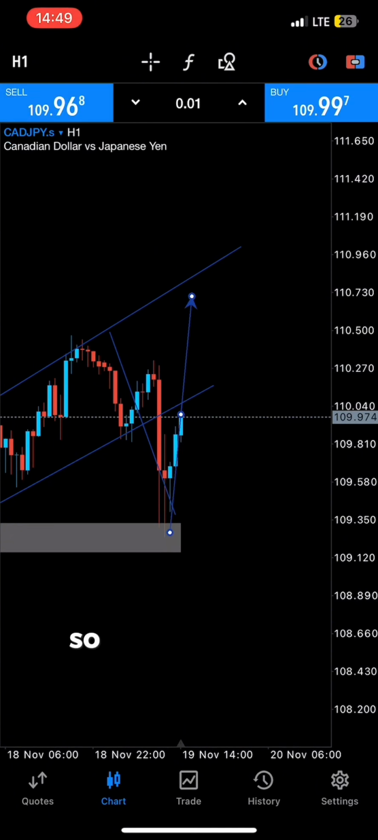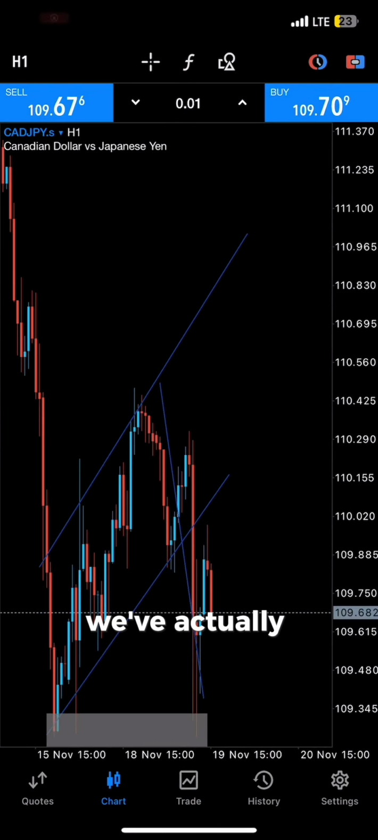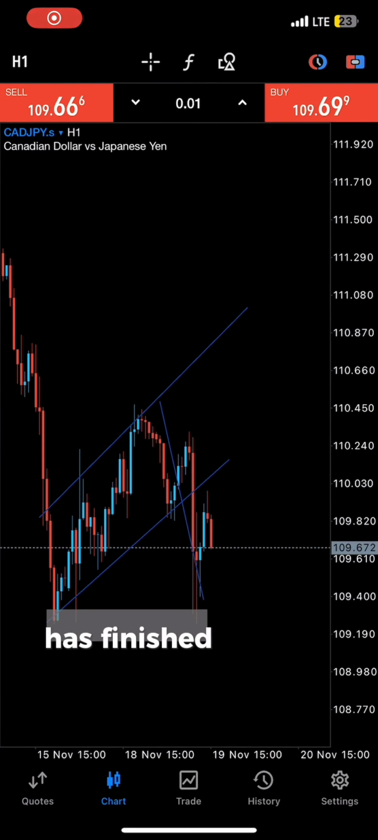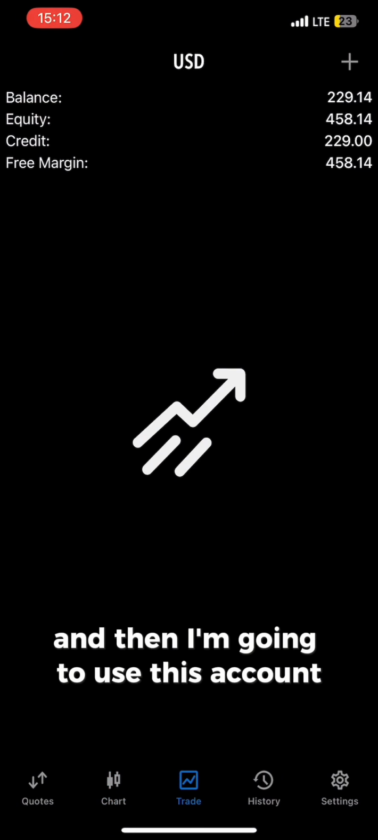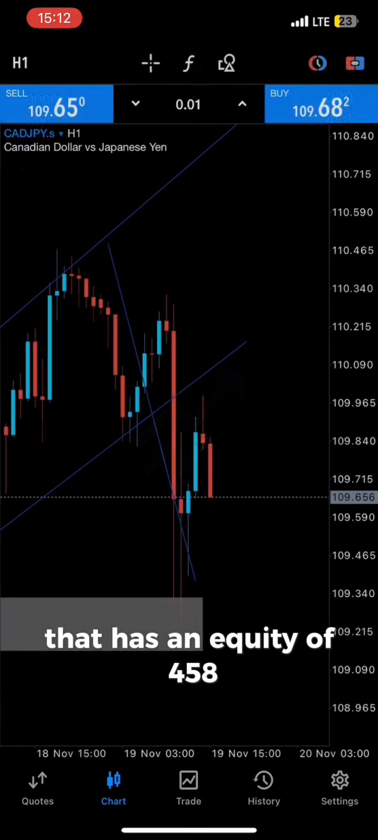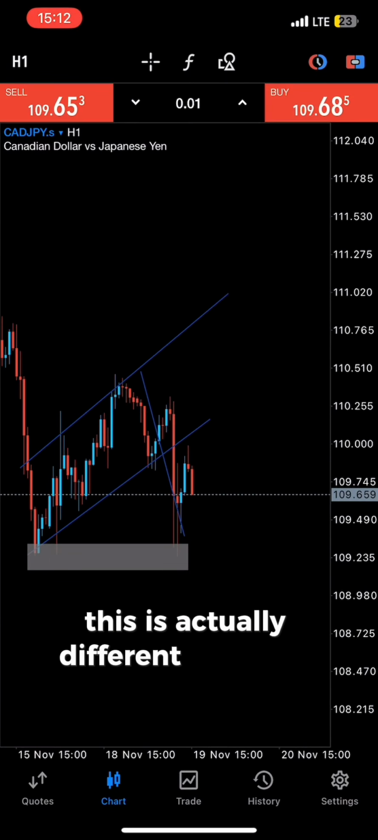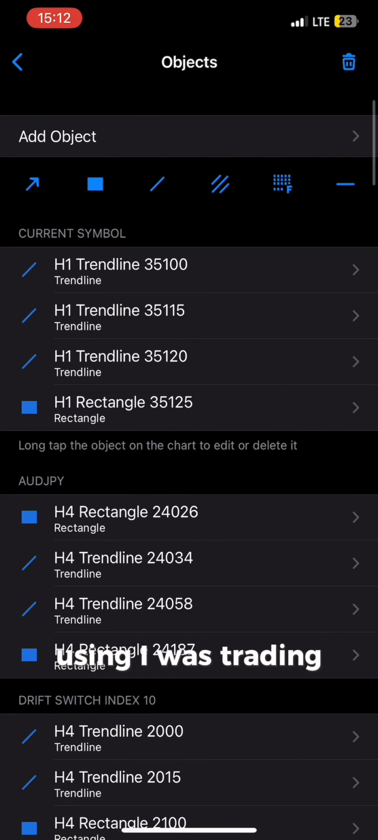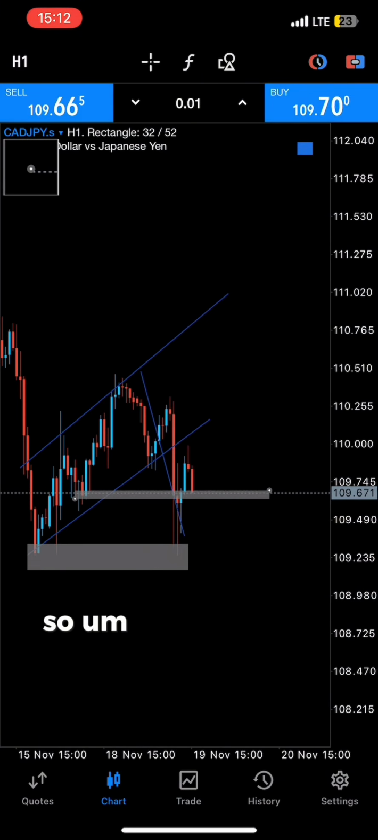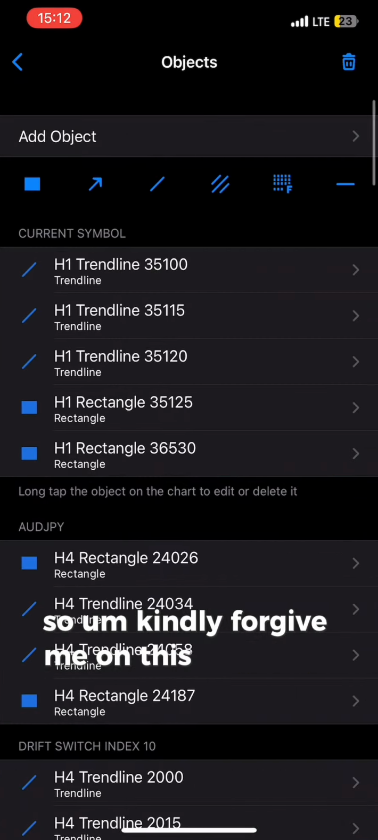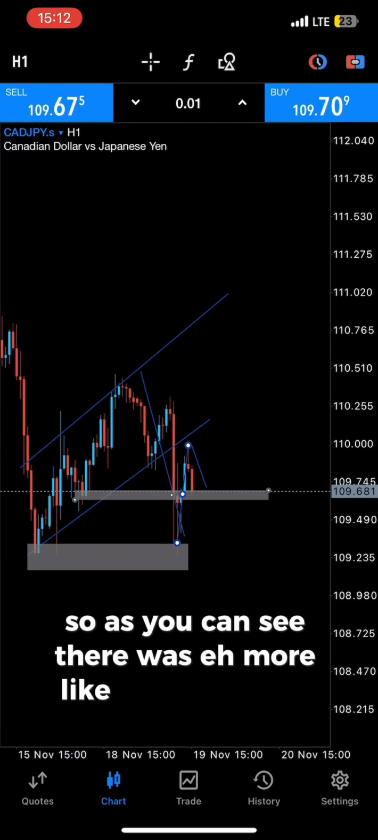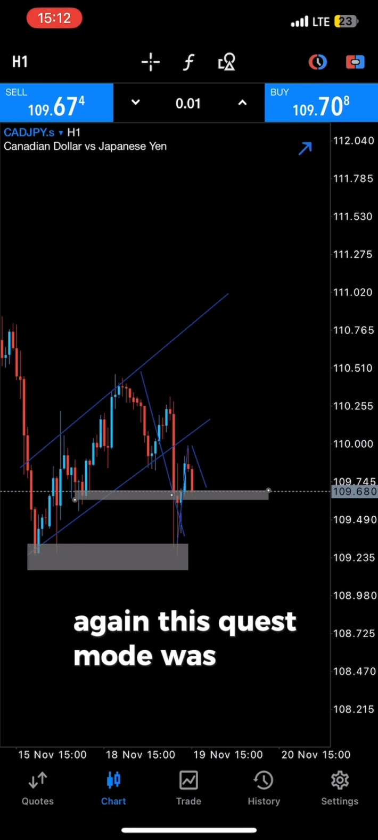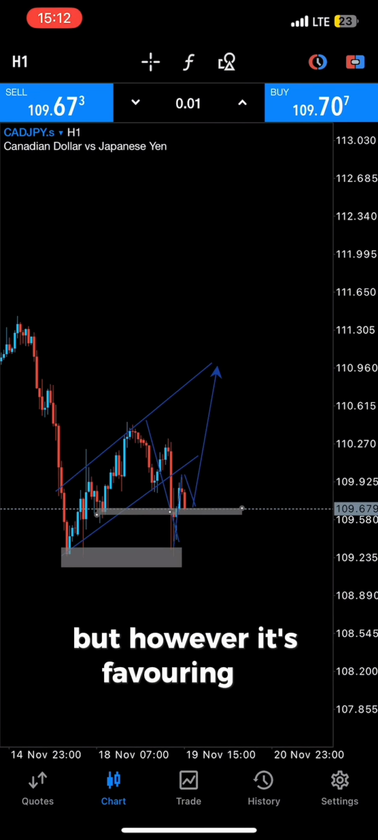The first thing that we do is identify that the market has finished the last trend, whereby it reached that take profit, and then I'm going to use this account that has an equity of 458. This is different from the one that I was trading, so kindly forgive me on this, but what's important is that you learn how to trade these. As you can see, there was more like a Quasimodo again. This Quasimodo was quite tricky, but it's favoring buy.